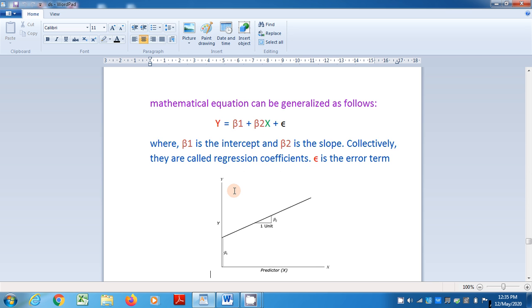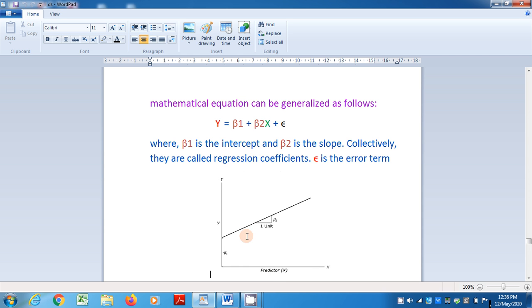This is the mathematical equation for linear regression. You can see that this is the dependent variable. So the dependent variable is equal to beta 1 plus beta 2 x, where x is the independent variable, plus the error term, where beta 1 and beta 2 are together called regression coefficients, and E is the error term. Beta 1 is called the intercept and beta 2 is called the slope.